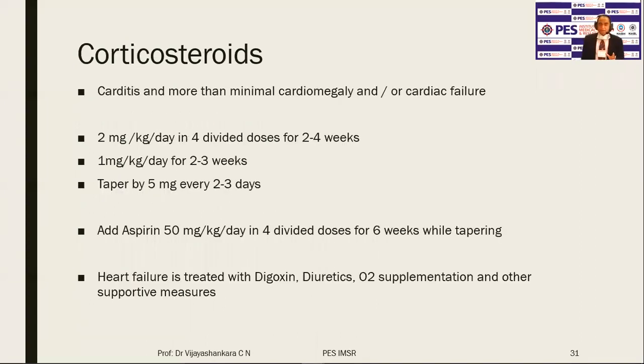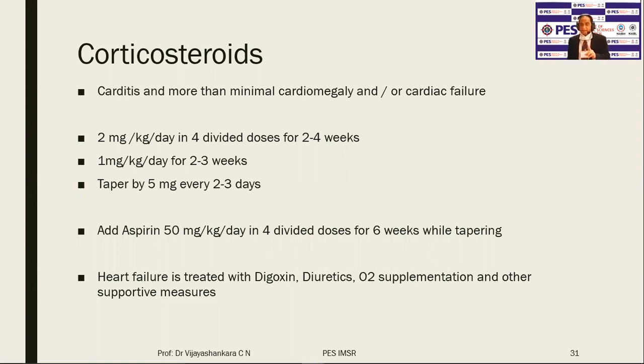Corticosteroids: if there is a carditis with cardiomegaly, or what they say, more than minimal cardiomegaly. It's very difficult to define what is this more than minimal cardiomegaly. But if there is cardiomegaly and if there is a cardiac failure, corticosteroid is the primary drug to be used as an anti-inflammatory drug. You start with 2 milligram per kg per day in 4 divided doses for 2 to 4 weeks. After that, you reduce it to 1 milligram per kg per day for 2 to 3 weeks, and then taper it by 5 milligram every 2 to 3 days.